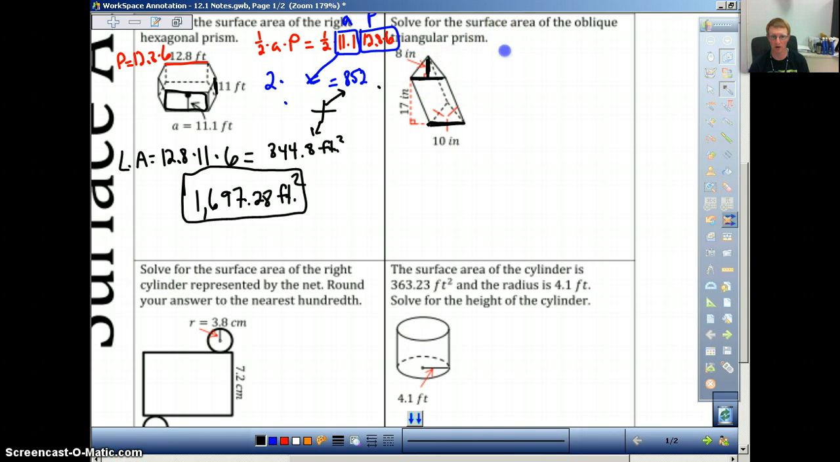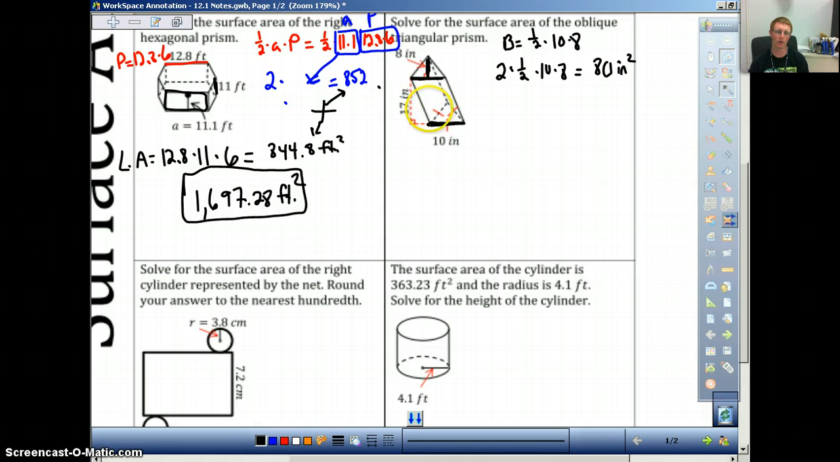So to find the area of the base, we will do 1/2 times 10 times 8. Okay? Now, because we have two bases, it's going to be 2 times 1/2 times 10 times 8. That will give us both triangles. Okay? So that portion is equal to 80 inches squared. So that's the two bases.